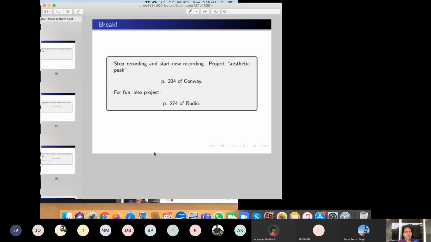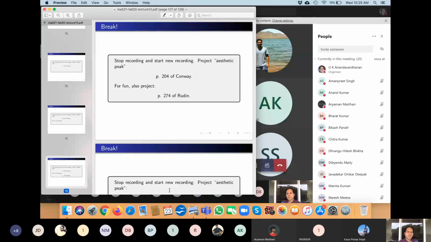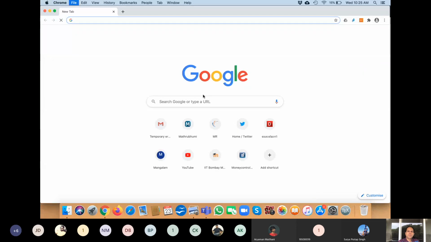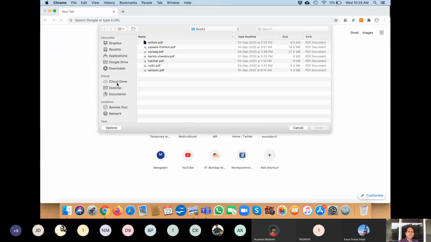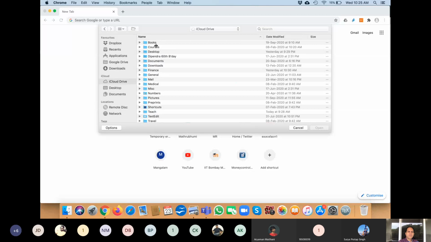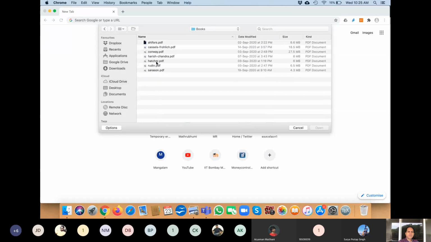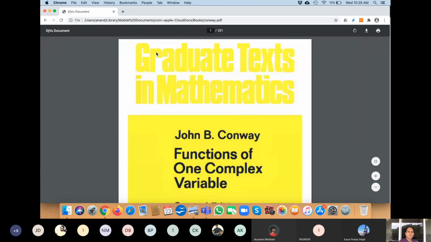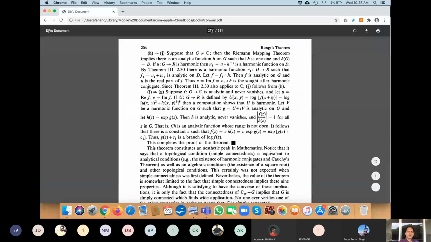So let's project that. First we will do Conway. Conway is at page 204. Yeah, 204. So he proves this result.